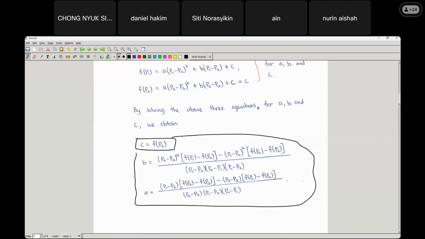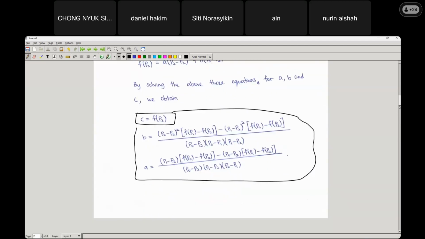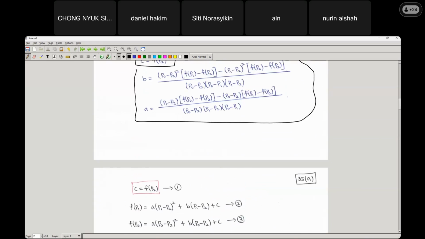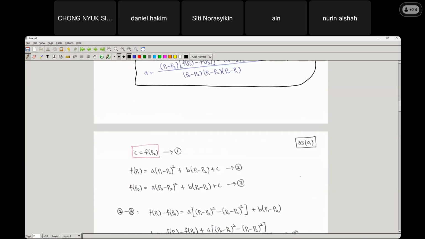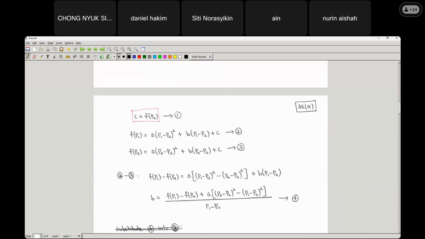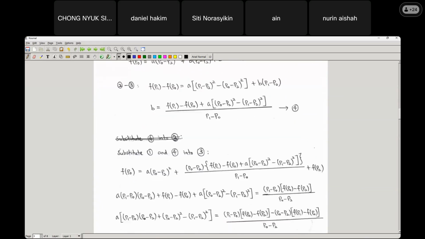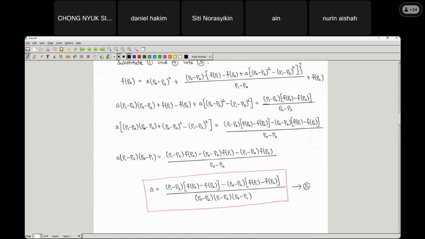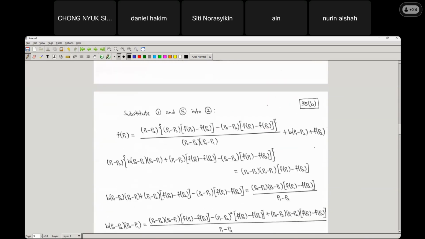I think I attached my calculation. So you see the 35A, B. I'm not sure, do we have a C? Let me check. Okay, at 35A and B I show you the steps of how we get a, b, and c.